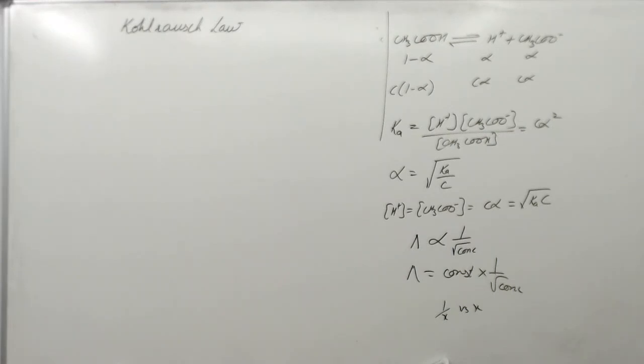Full stop. The total conductance of the electrolyte solution is the sum of conductance of all the ions in the solution. Full stop.